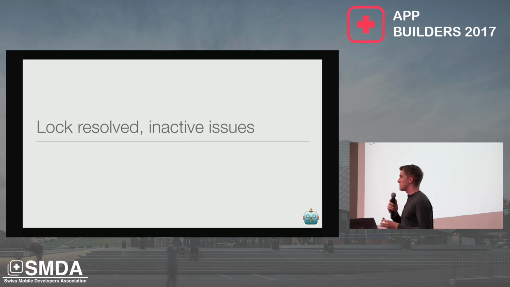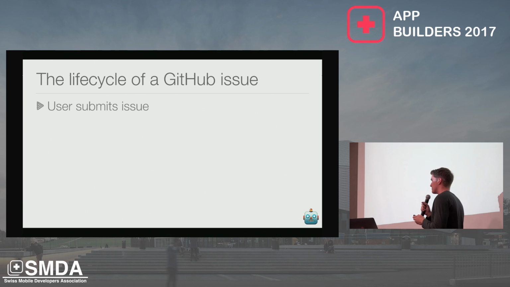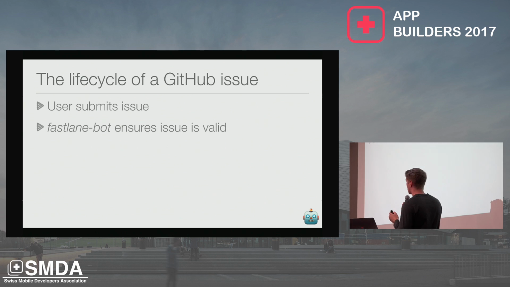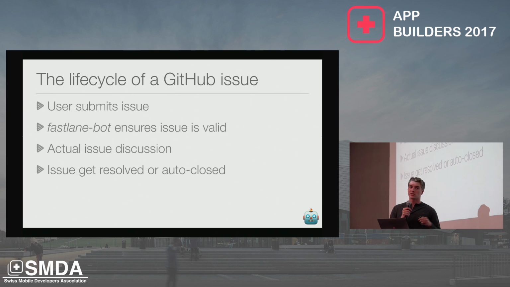And of course, the very famous "me too" comments that add no value to the discussion, and of course, again, spam people. So by telling users to submit a new issue, you properly go through the complete life cycle of an issue again. First, the user submits an issue. The bot ensures that all relevant information is there. Then the actual discussion happens around the issue. And in the end, the issue either gets auto-closed or it gets resolved.